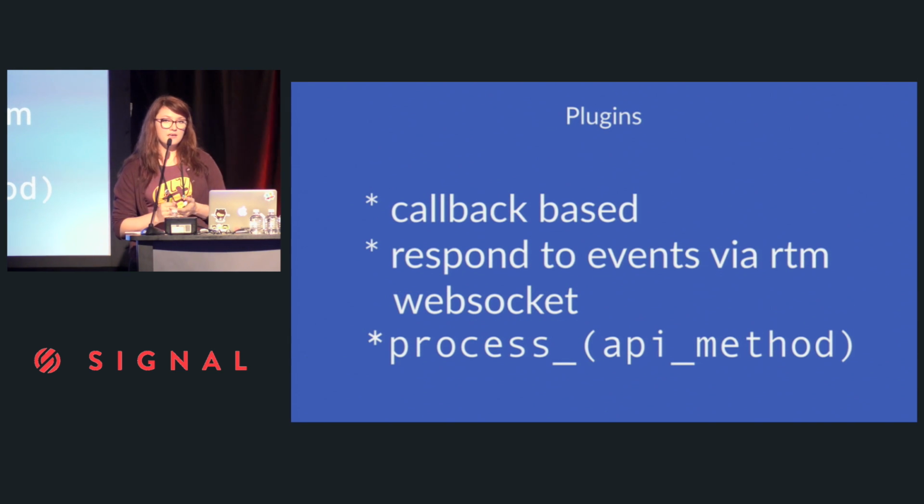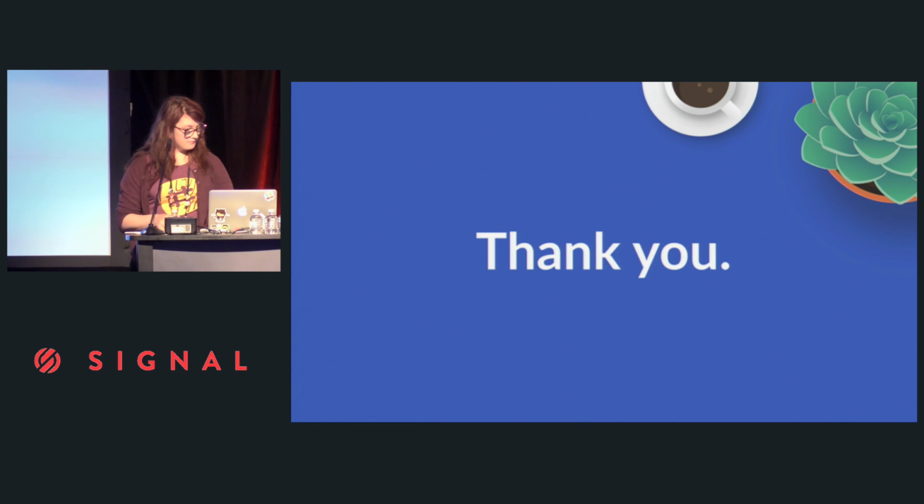So the Python RTM bot uses callbacks, and I believe it's similar to our regular API calls. So if you're familiar with that, this shouldn't be too bad. It responds to events via the RTM WebSocket, and you define methods as process underscore with the API method. And I'm going to show you what's up.